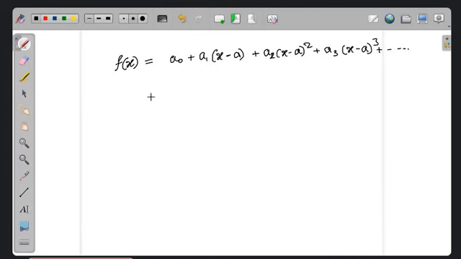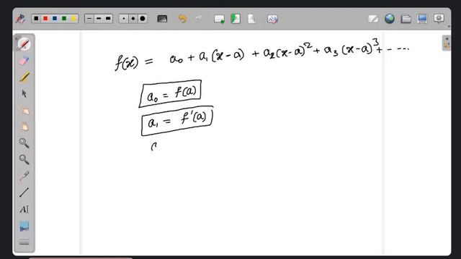What is a naught? I hope you can easily see that a naught is nothing but f of a, because when you plug in x equal to a, you'll get a naught. And how about a1? Like earlier, we differentiate and plug in a. That's it. So this gives you a1, and similarly you can get a2. So a2 can be obtained by second differentiation and plugging in a, and of course here you'll get 2a2, therefore 2 will come to the denominator.